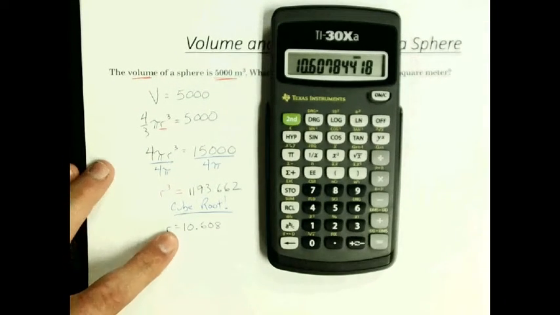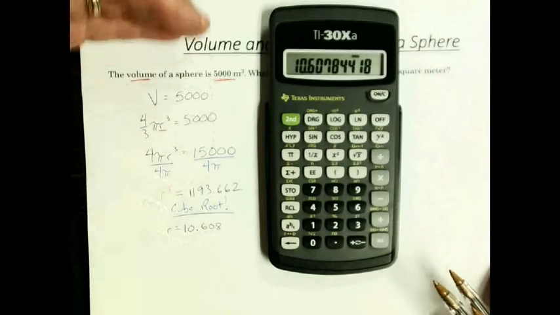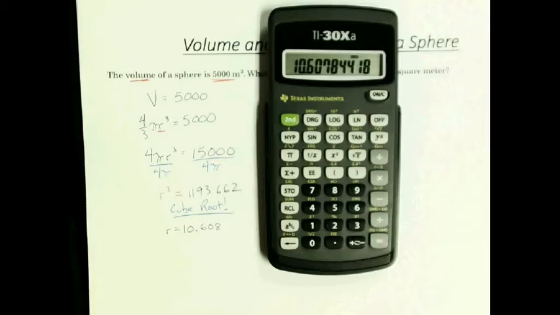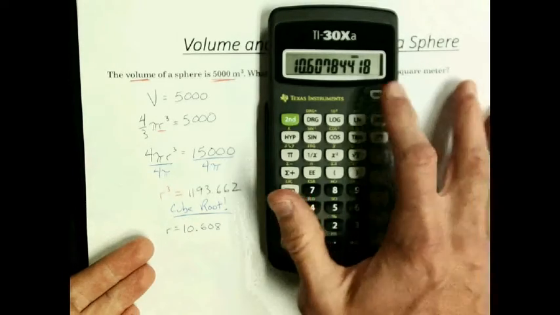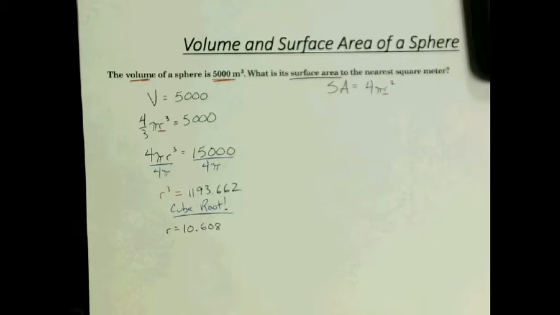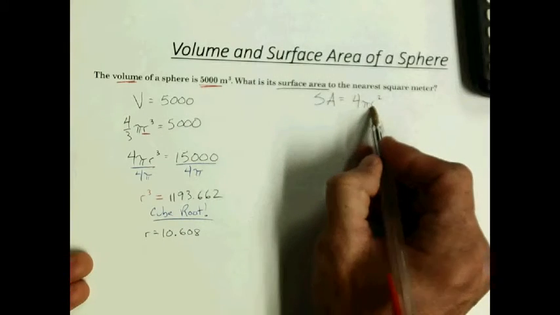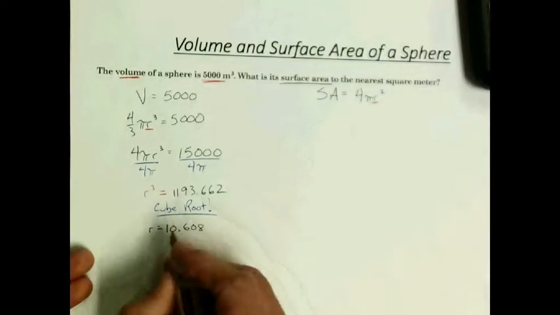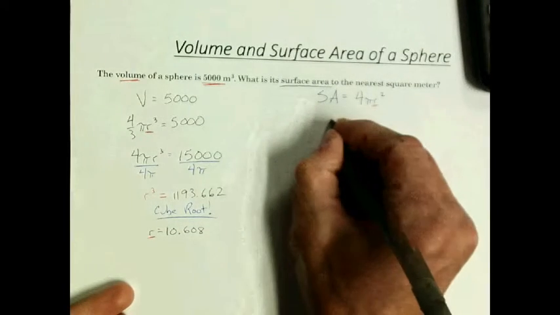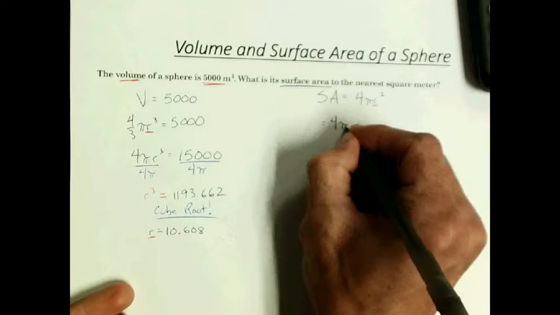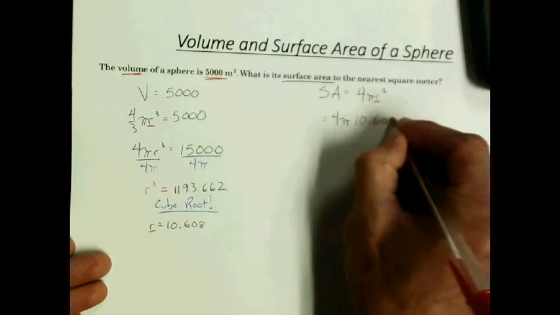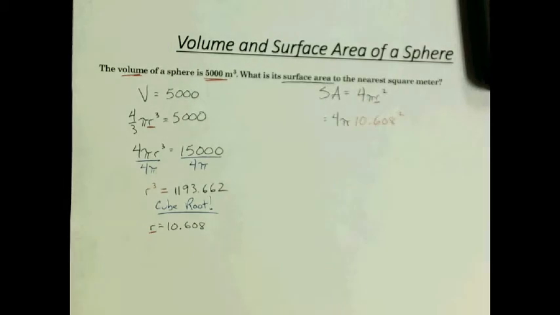Okay? So we had to figure all of that backwards from volume using some neat calculator tricks. We got to know some algebra and some neat calculator tricks, and now we can wrap up our question, because the radius for surface area in the original question is the same as the radius given from the volume. So we have to remember that. So the surface area is 4 times pi times the radius, which is 10.608 squared, and boom, we're home.